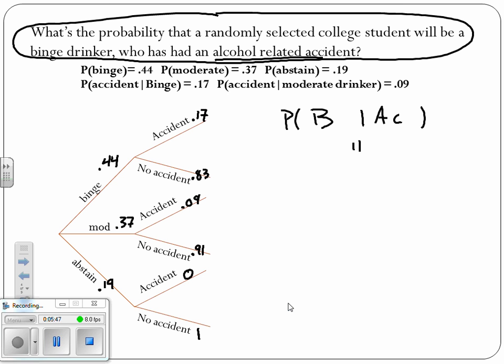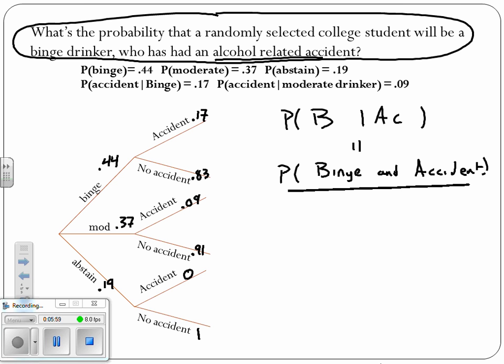Now we just follow what we've done so far, and we know that the conditional probability would be the probability of a binge drinker and they've had an accident, over the probability that they've had an accident. So binge drinker and accident would put us at 0.44 times 0.17.